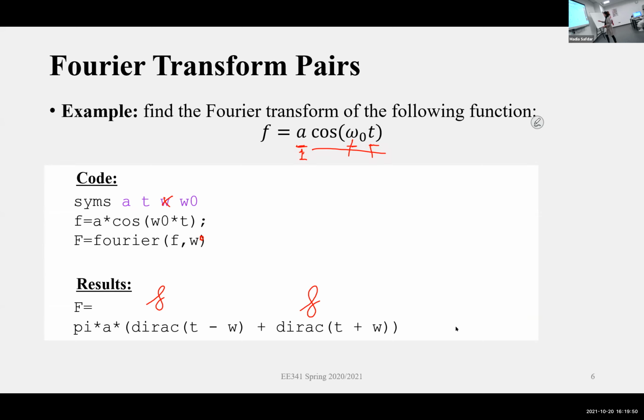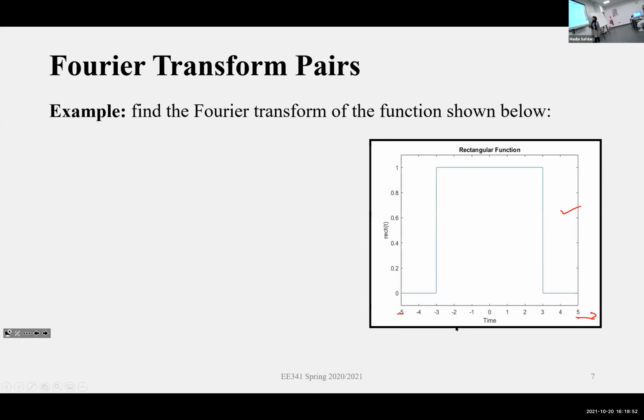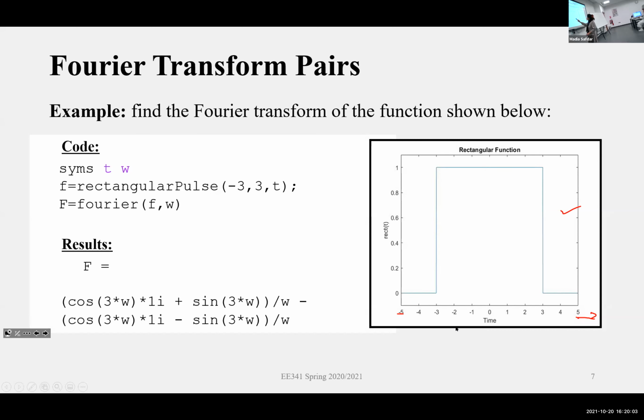So now, okay, now you know how to find the Fourier transform. Now you have to find the Fourier transform for this signal. Okay, this is a triangular signal. So first of all, define t and omega because you need this t and this omega. Okay. Then this is a rectangular pulse.